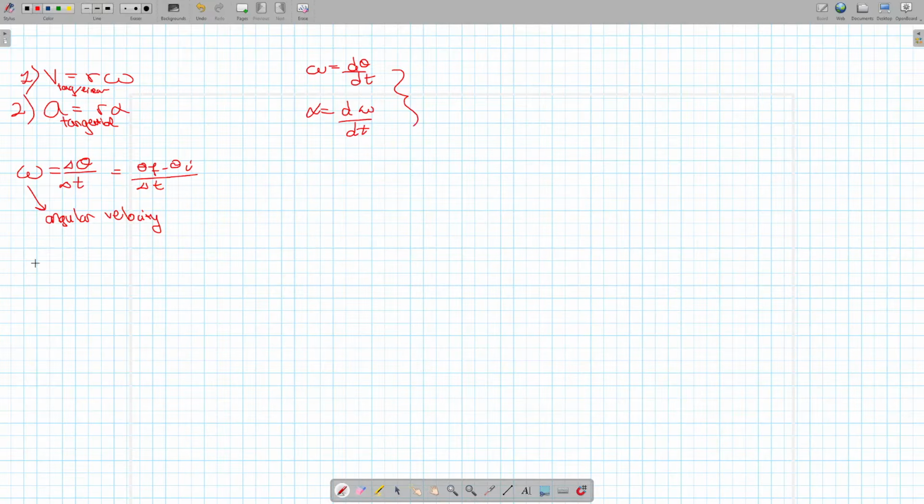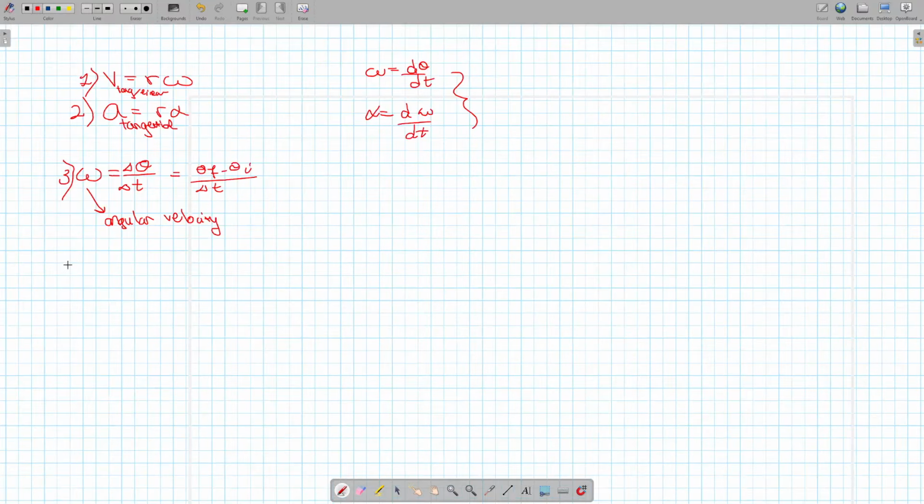Alright, what is alpha? Alpha is the angular acceleration, and it's equal to delta omega with respect to time. So it's omega final minus omega initial over delta t.